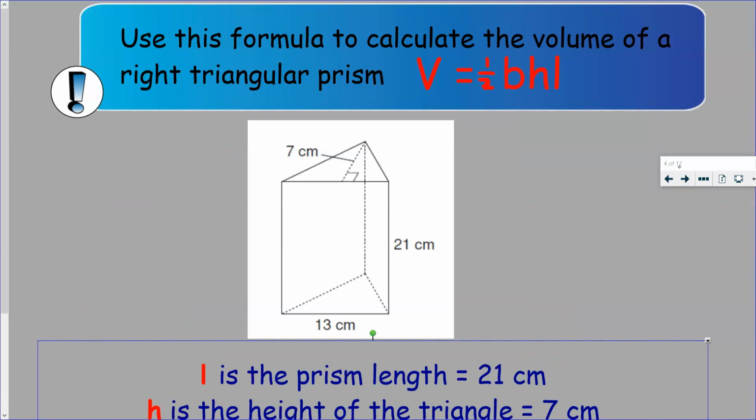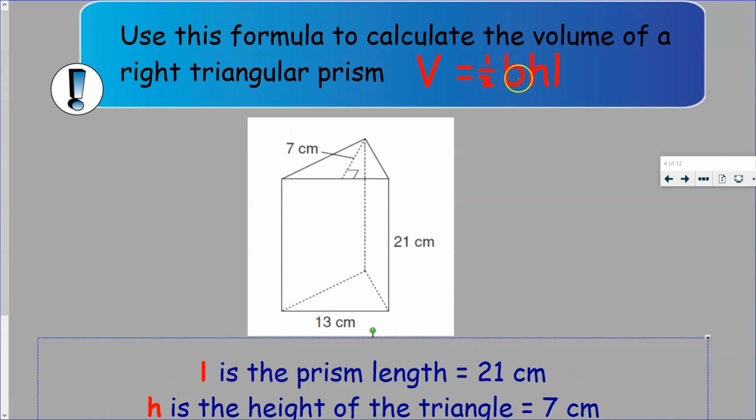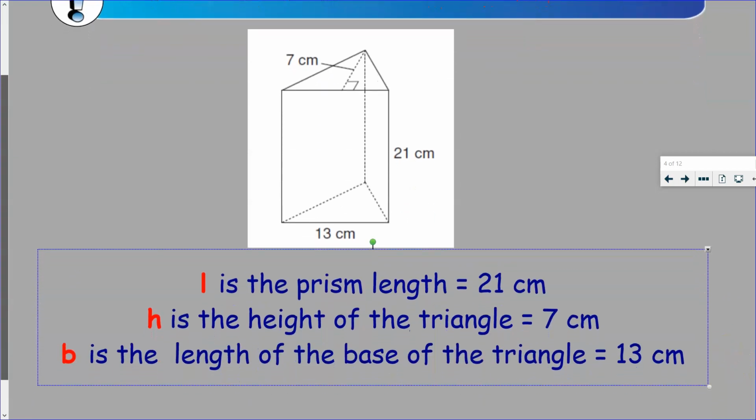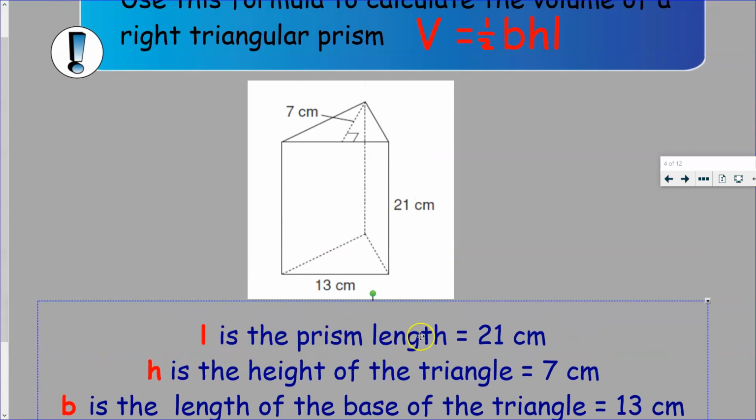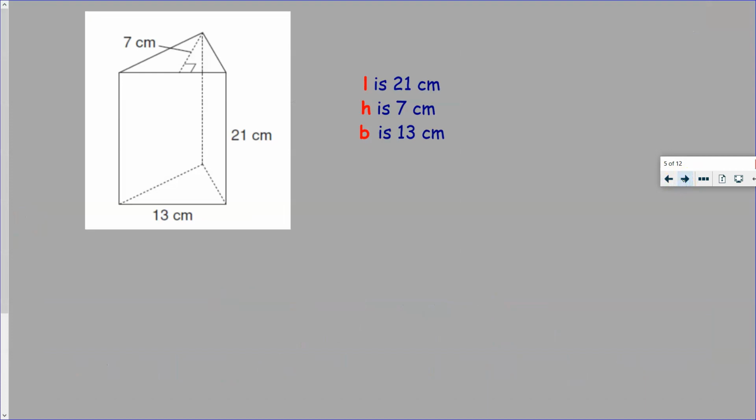Alright, so the formula to calculate the volume of a right triangular prism is 1/2 base times height times length. Okay, so here we've got a picture. Length is the prism's length. Height is the height of the triangle, so that's right here. And base is the length of the base of the triangle, which is right here. Okay, so here's your other triangle. So this is the same as this up here. Okay, they've given the measurements there. We're going to do this on the next page.